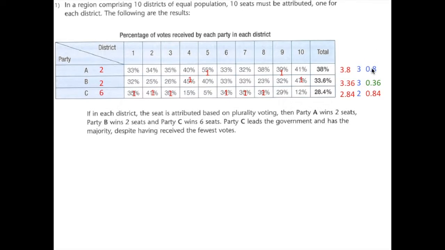We give them away by looking at the remainder. 0.84 is the biggest remainder, so it gets an extra seat. 0.8 is the second biggest, so it gets an extra seat. So 3 plus 1 is 4 seats for Party A. Party B does not get an extra seat, so it has 3 seats. And Party C has 3 seats. If we do a proportional election, we end up with a better representation. B, who had won the popular vote, has the most seats.